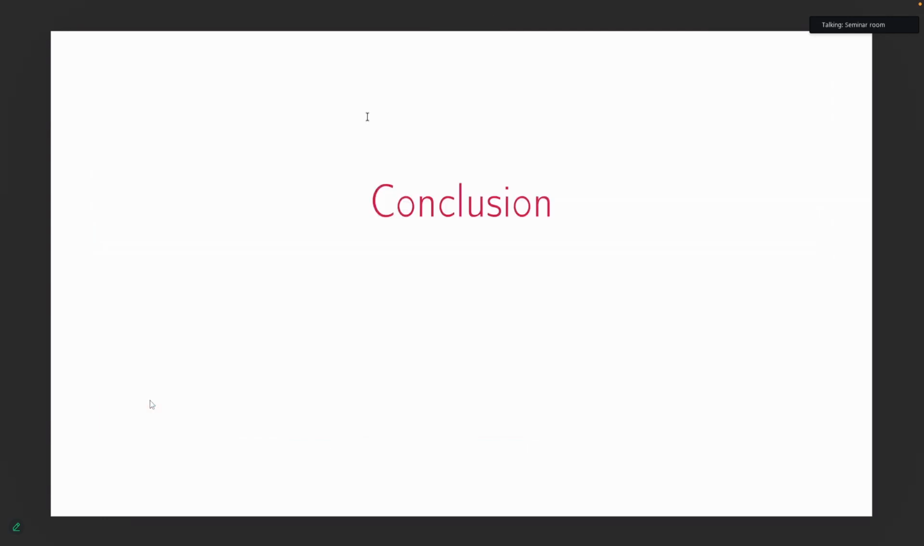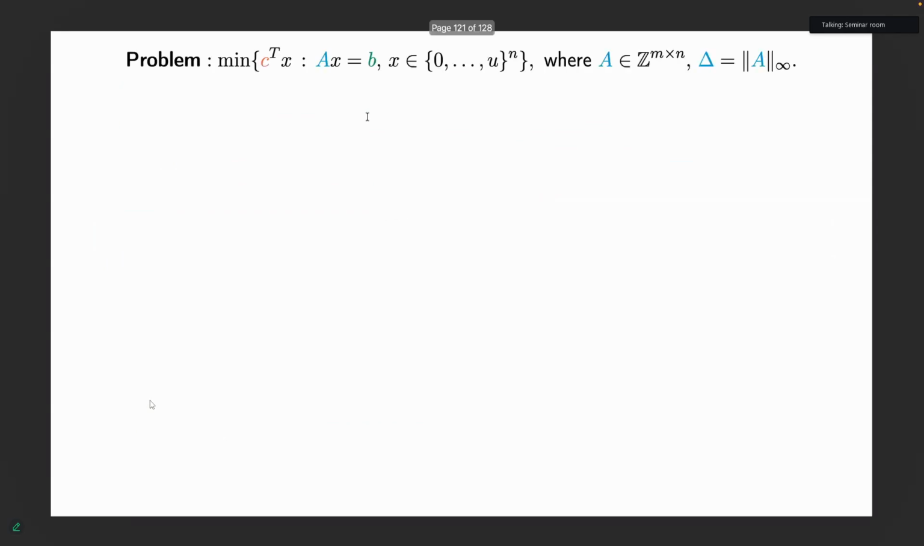Okay, so it's almost an hour, so let me conclude. So ILP is the following problem. You have some constraint matrix, some right-hand side, you want to find x such that Ax equals b. This is feasibility. You also want to minimize the objective value. This is optimization. And people are interested mainly in this case, also primarily in the case when delta is bounded, because otherwise only exponential time algorithms are known.